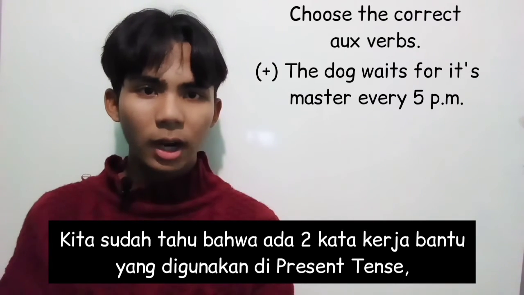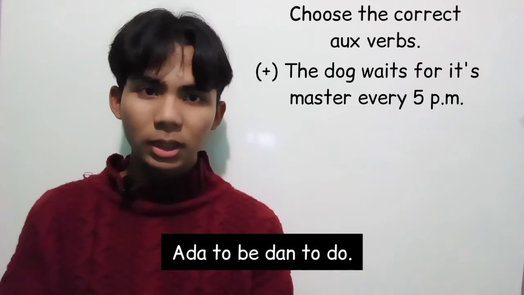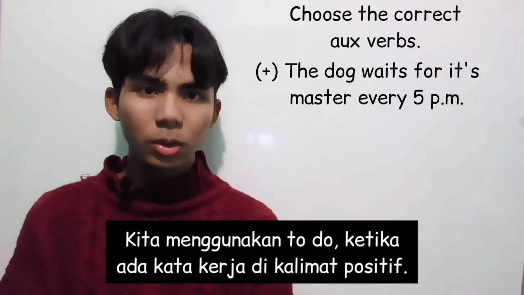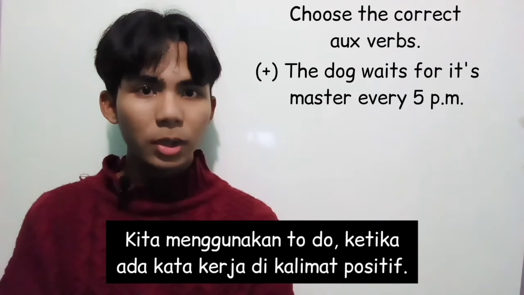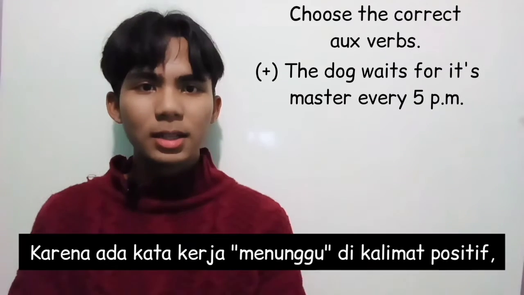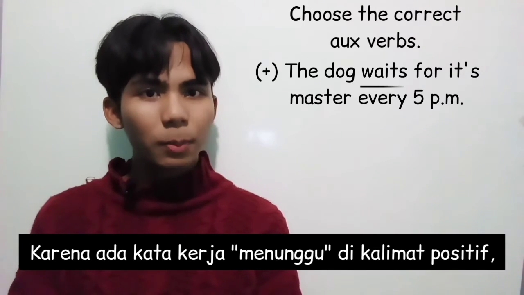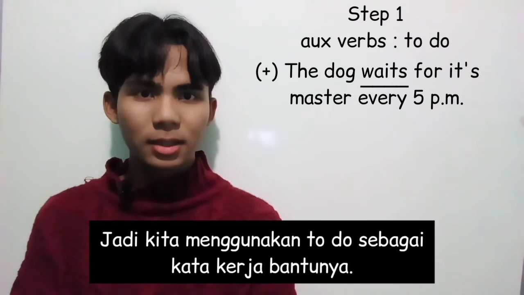We have known that there are two auxiliary verbs used in present tense. They are to be and to do. We use to do when there is a verb in the positive sentence, and we use to be if there is no verb in the positive sentence. Since there is a verb, waits, in the positive sentence, we use to do as the auxiliary verb.